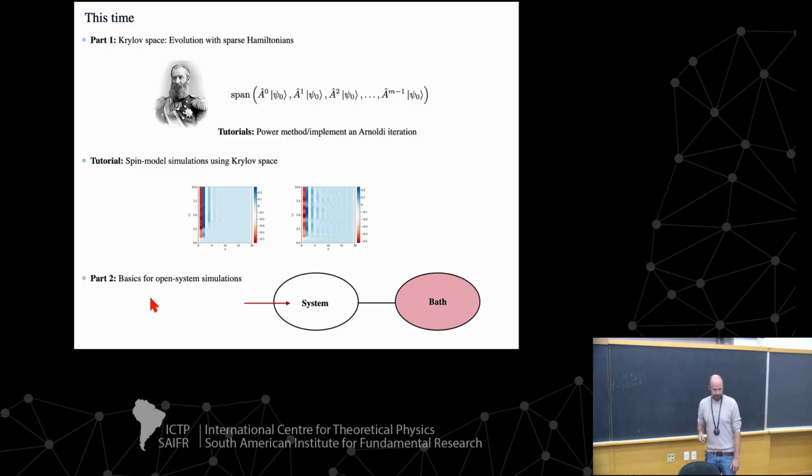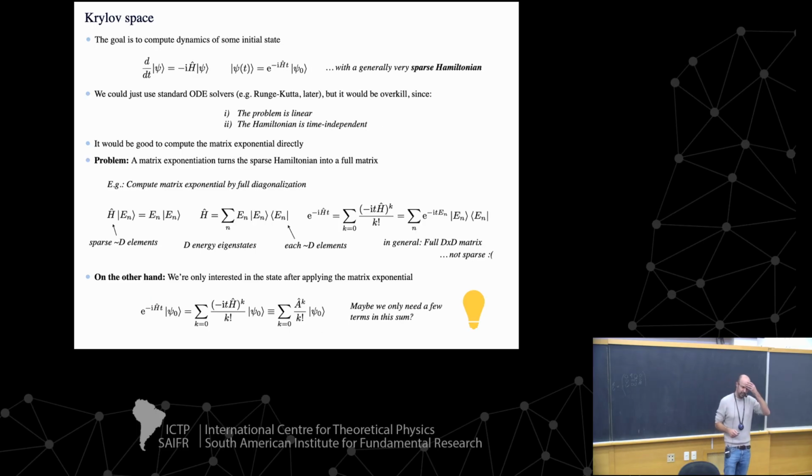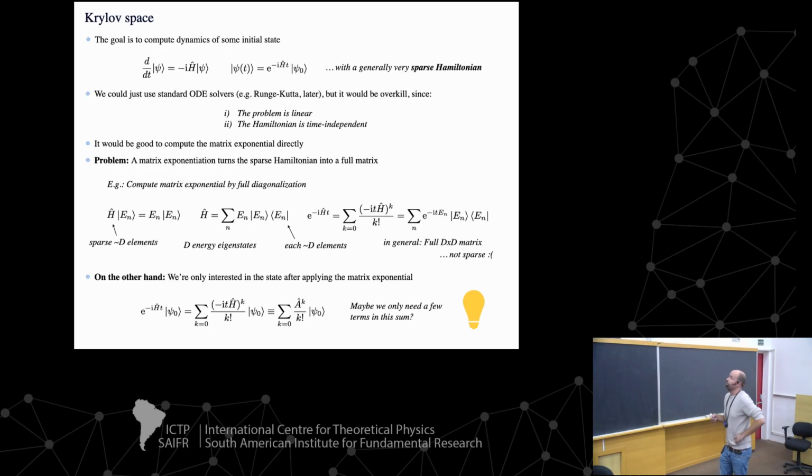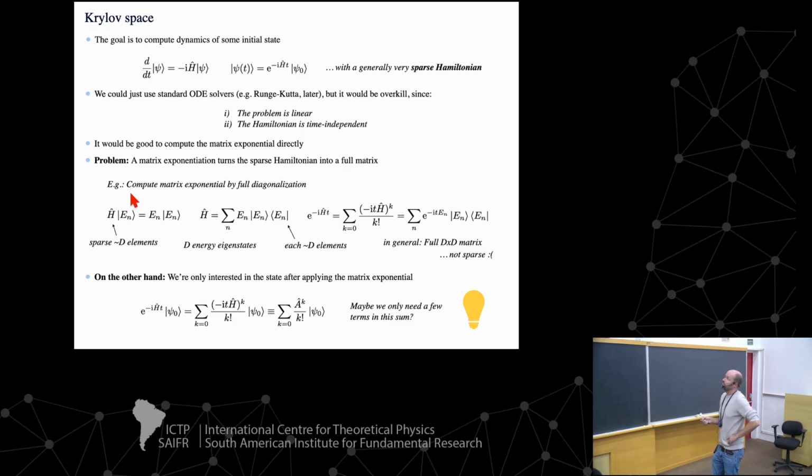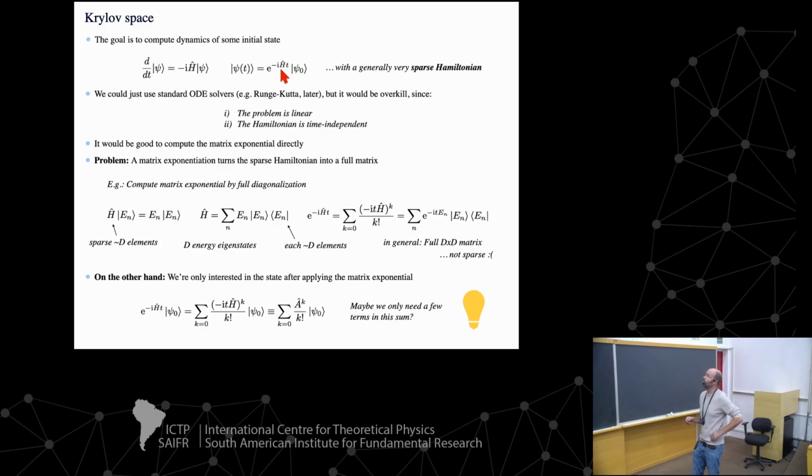Okay, good. So the problem. This is what I mentioned before. Just to remind you, our goal is to simulate time evolution of the Schrödinger equation with a time-independent Hamiltonian, where the solution to the problem is simply given by the matrix exponential of this applied to some initial state. And generally, the Hamiltonian is going to be very, very sparse.